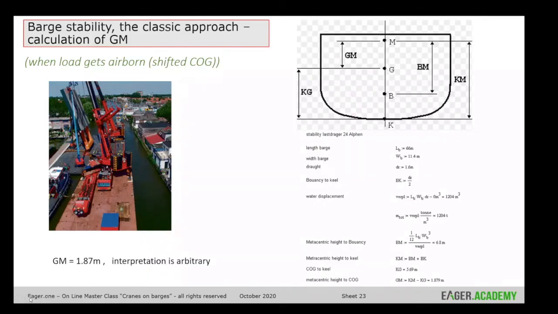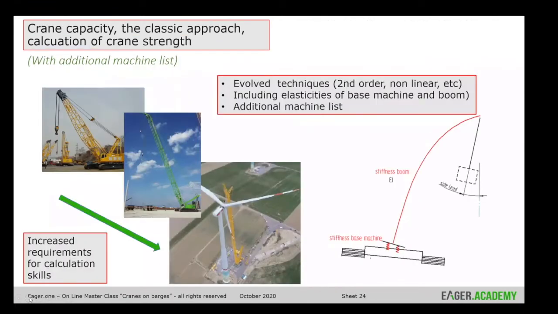Now for cranes, the next sheet. The classic approach for cranes is we put it on a flexible support. We ask what the list of the machine or the heel of your barge is going to be. We ask the naval architect, can you make it, can you keep it upright, and what are the tolerances for it. That tolerance is put in our crane calculations in terms of an additional machine list. As you can see in the summation, the last one.